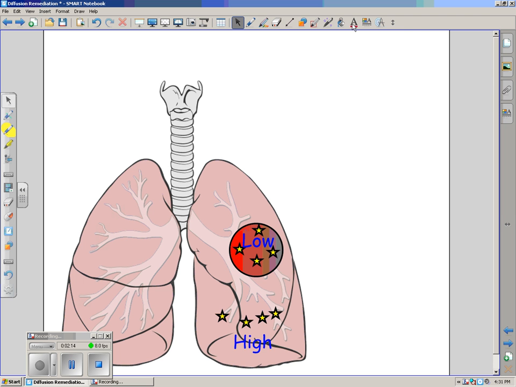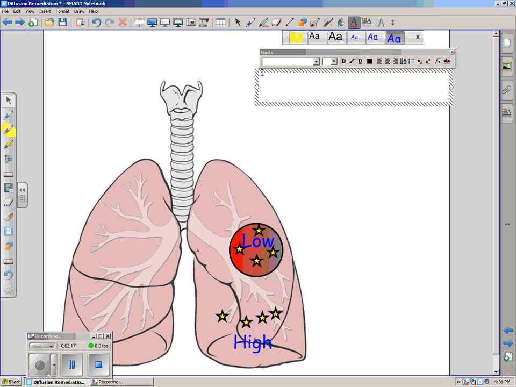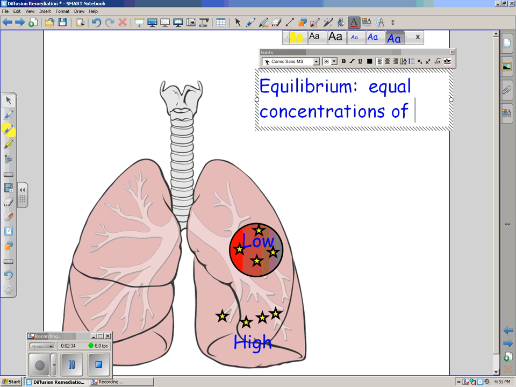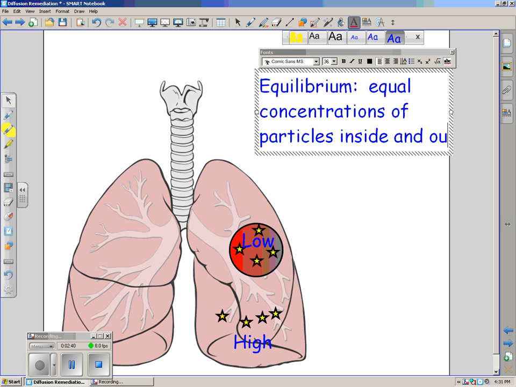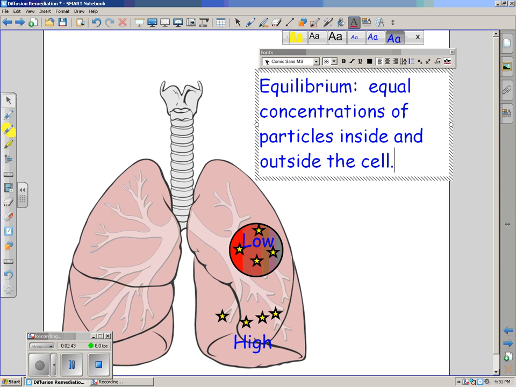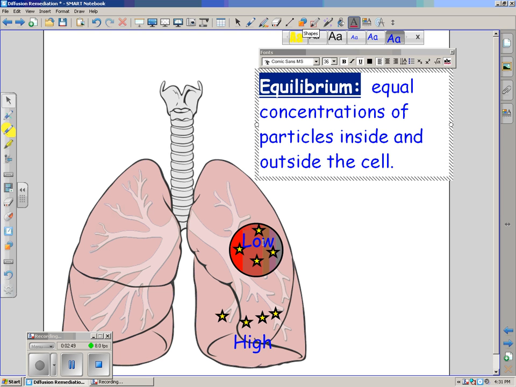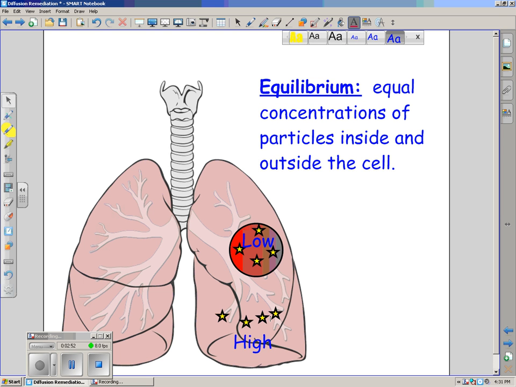At that point, we reach what's called equilibrium. Let's add that to our notes here. Equilibrium, I'm not going to give you a fancy definition, it's basically when, well, it has the word equal in there. So it's when we have equal concentrations of particles inside and outside the cell. That's good enough for us today. So right now, if you look at the red blood cell, there's 4 oxygen molecules on the inside, and there's 4 on the outside. So we would term this being at equilibrium.